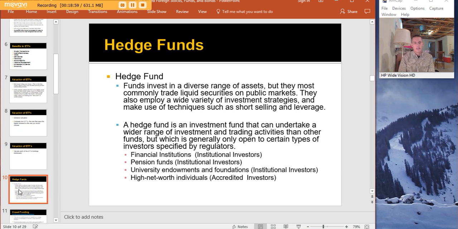And now we start kind of getting into hedge funds. I'm sure all of you have heard of hedge funds. These are funds that invest in a diverse range of assets, but they most commonly trade in liquid securities that trade on the stock exchanges. They also employ a wide array of investment strategies, such as short selling or leveraging. And a little later on, we will get into how short sales work, and how leverage works. Now, hedge funds can do more things than regular mutual funds.